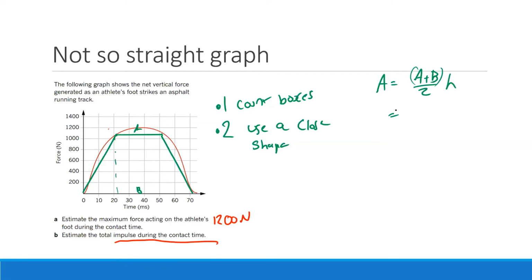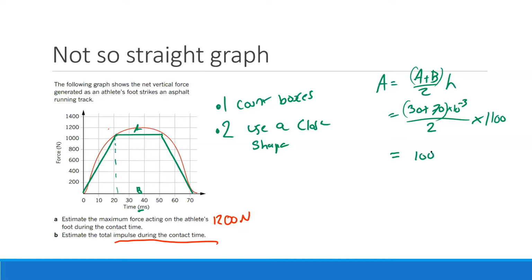Now A plus B: A is going to be from 20 to 50, so we're going to call that 30, plus B, which is going to be from 0 to 70. And we're going to multiply that by 10 to the power of -3 because it's in milliseconds, and I want my answer in seconds. Divide by 2, and multiply by the height. The height of this is actually not the top; I've done it at about 1,100.